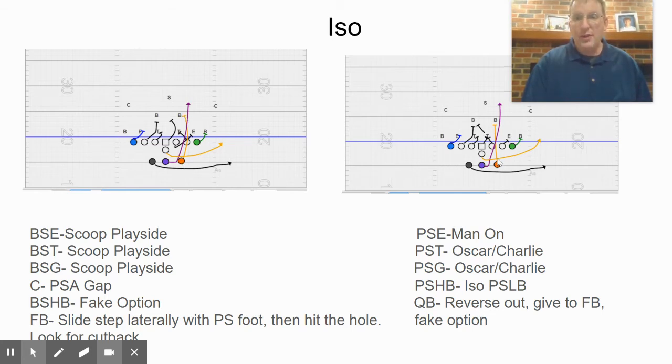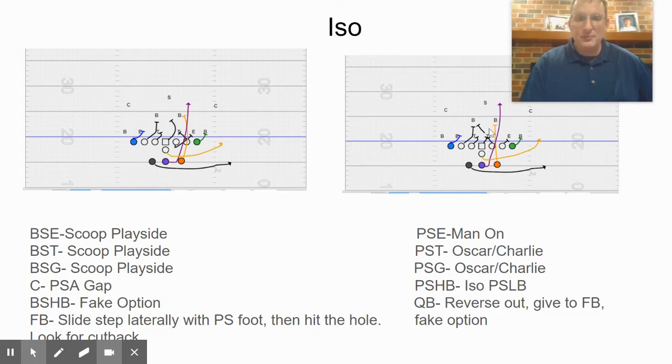Now, if we have a 3-backer set, such as a 3-3 stack or a 4-3, we're going to ISO the outside backer, and we're going to have the center and guard take care of the middle backer. And we do have some additional calls with that. We're just not going to get into it in the video right here. But we do have some additional calls if we need to get that middle backer in a 4-3 picked up. But yeah, we're going to always ISO. If it's a 3-backer set, it's going to be the outside backer, not the middle backer.